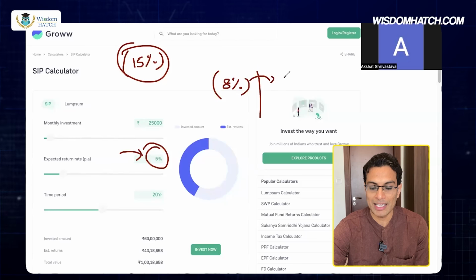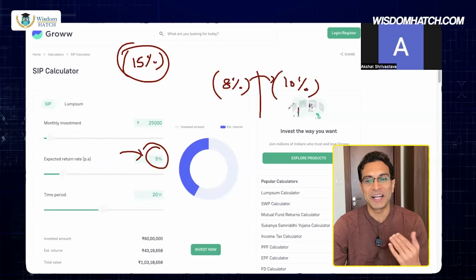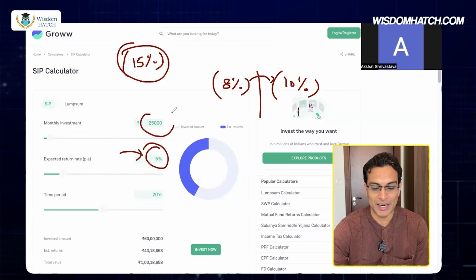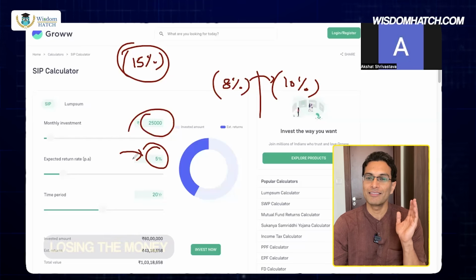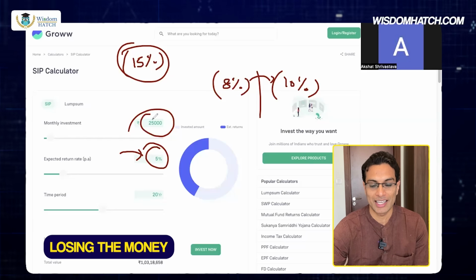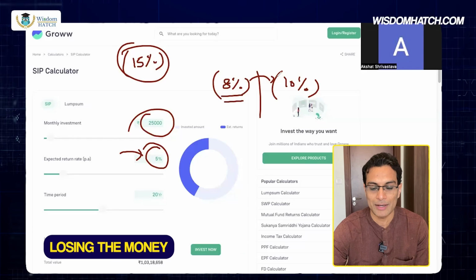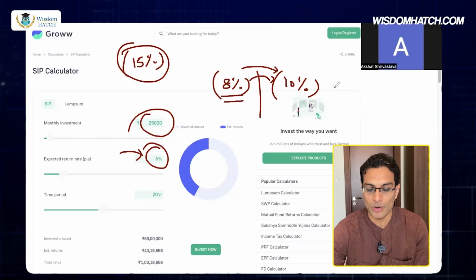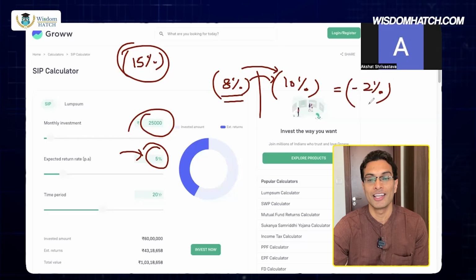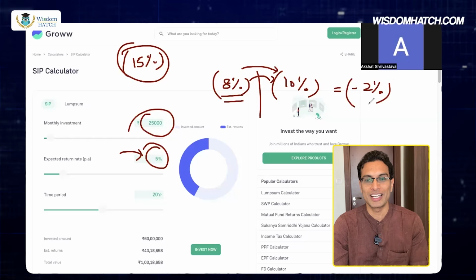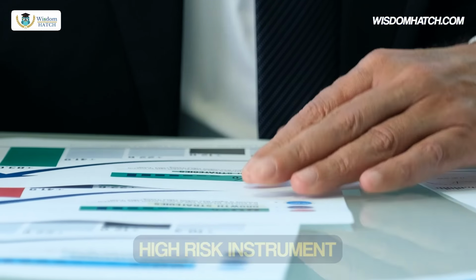And if the segmental inflation for you is 10%, are you becoming a crorepati by doing an SIP of 25,000? No, right? That money is going down, right? I mean, you are losing. Your wealth is growing at 8%, but inflation adjusted you are growing at -2%. Okay, so this is a very, very important point to understand: you need to go to high risk instruments.